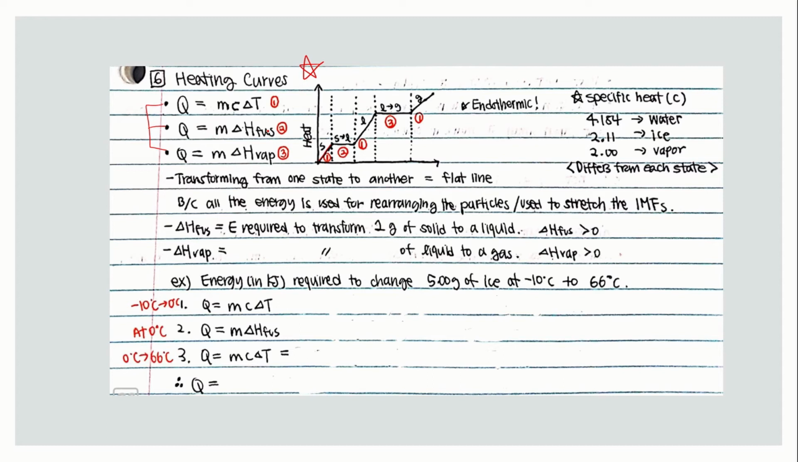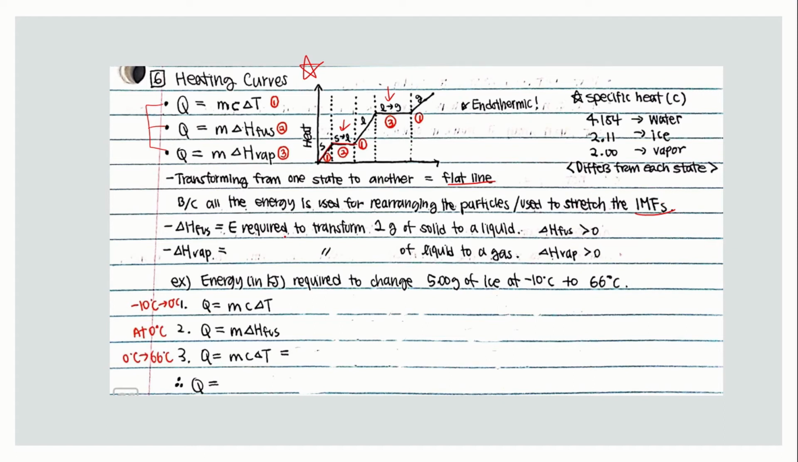And Q equals mH fuse and Q equals mH vap are used in the flat curves over here, this one and this one, when molecules are having the phase change. And transforming from one state to another shows a flat line, no change in temperature, because all the energy is used for rearranging the particles and used to stretch the IMFs to change the phase.